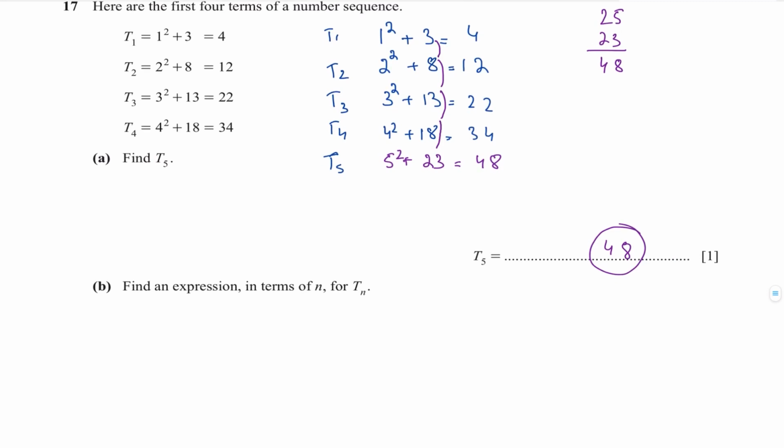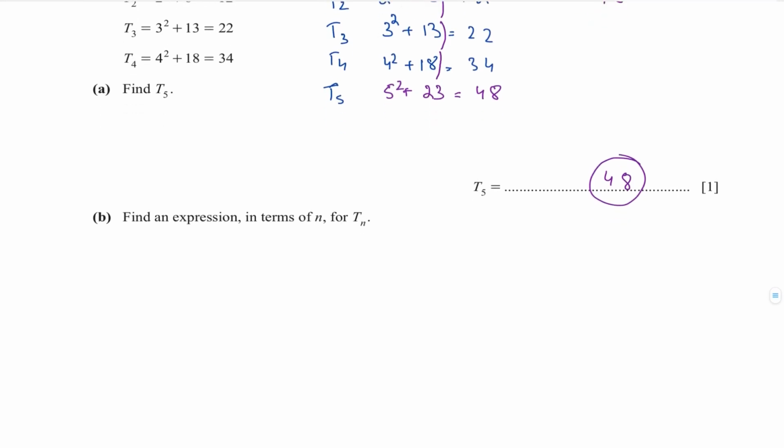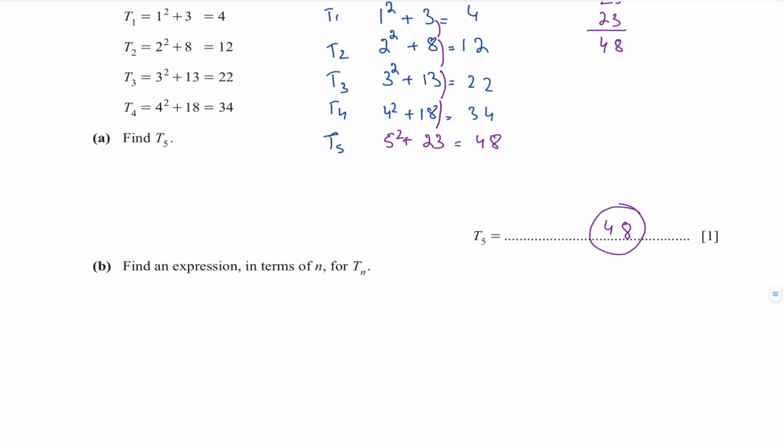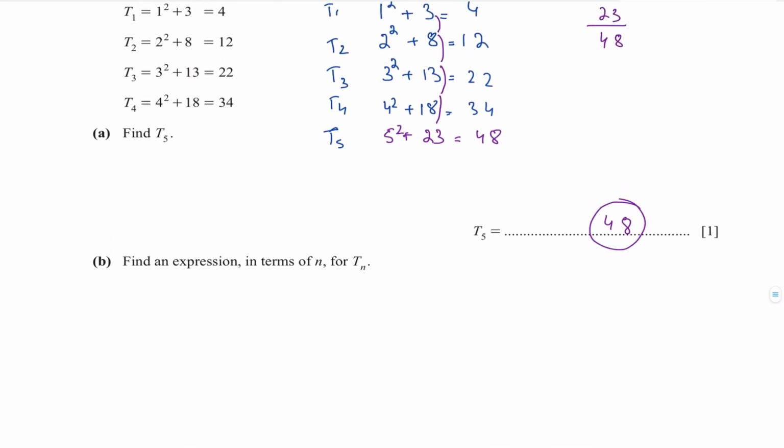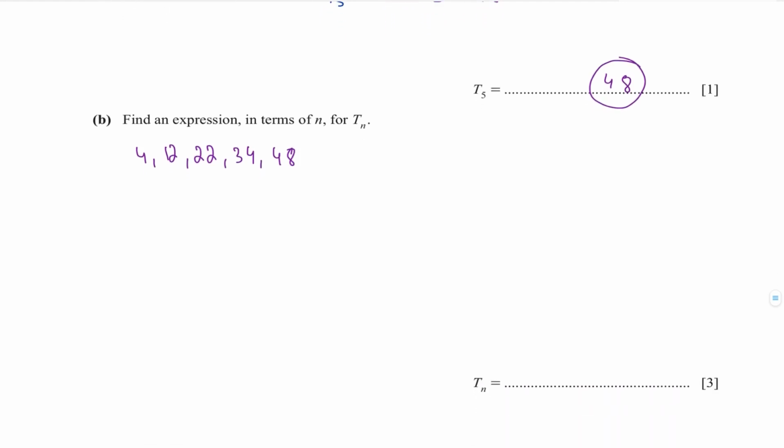Okay, now the question says find an expression in n for Tn. So that means now we have to find the general term. When we're finding the general term, we're going to take the values 4, 12, 22, 34, and 48, and find the nth term of this sequence. I've already made a video on how this is a quadratic sequence, and how to find the general term or the nth term of a quadratic sequence. So let's do that quickly.